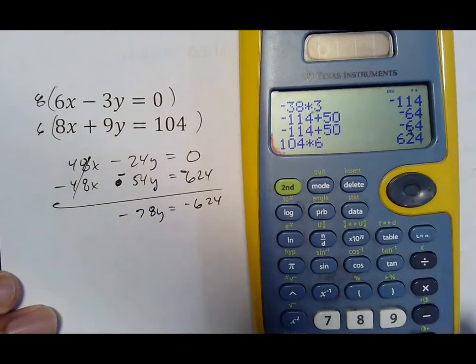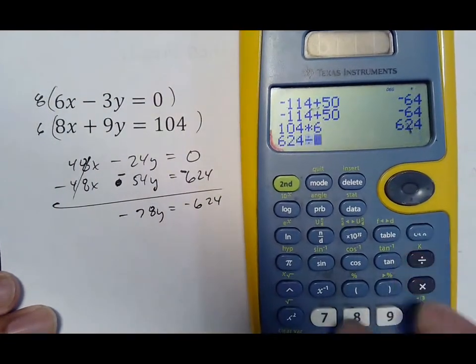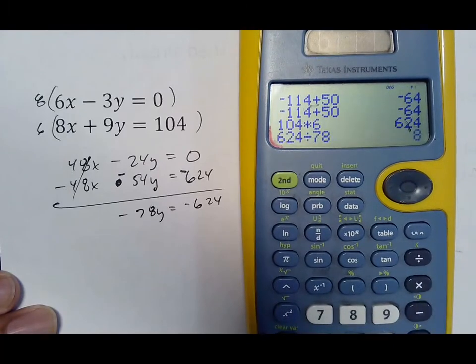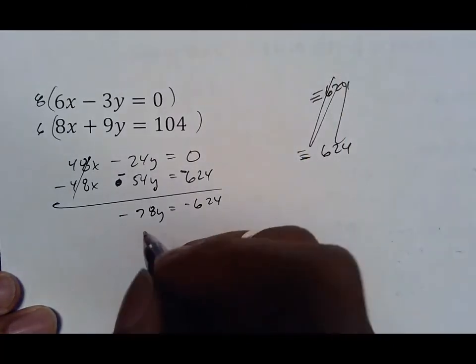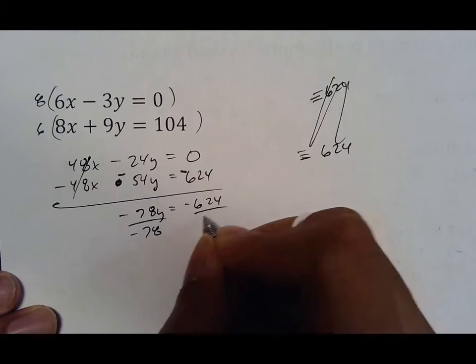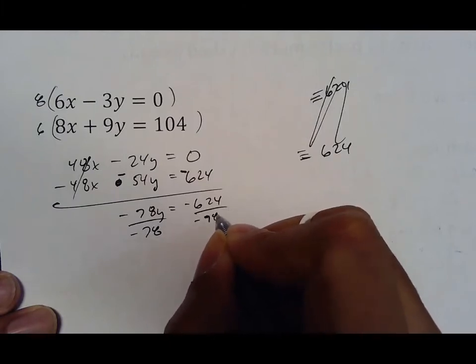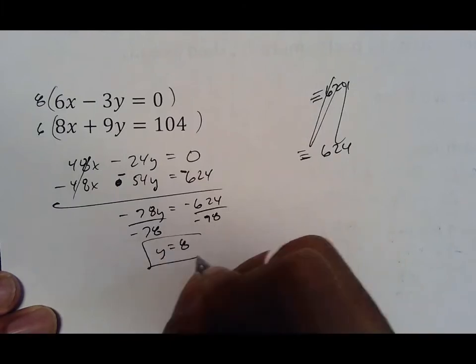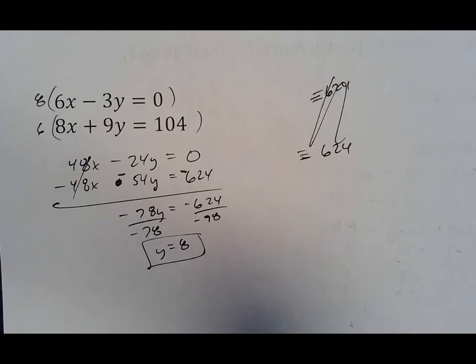I want to do that in my head, but I don't know how. I do know how, I just don't know how on the spot. The answer is 8. So divide by 78. Divide by negative 78. Y equals 8. Not tough as long as you got the other stuff understood.